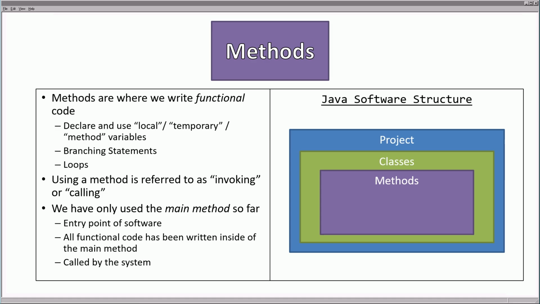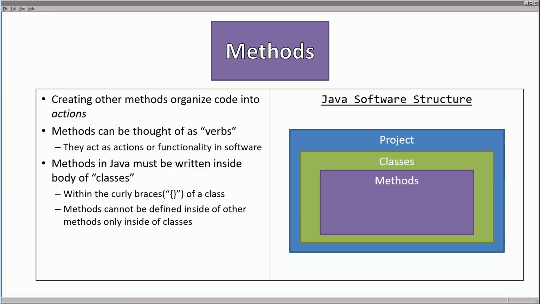Now, whenever we use a method, this is referred to as invoking or calling a method. And so far, the only method that we've used is the main method. As described before, the main method is the entry point of the software. It is where the CPU knows to start reading the instructions one at a time. All of our functional code has been written inside of that main method, and this method is called by the system. Now what we're going to start doing is creating our own methods to better organize code into actions.